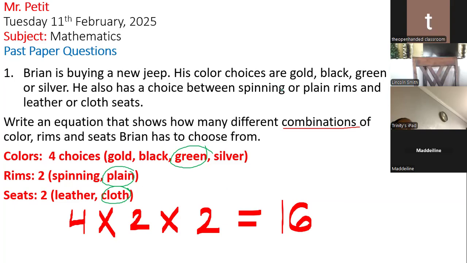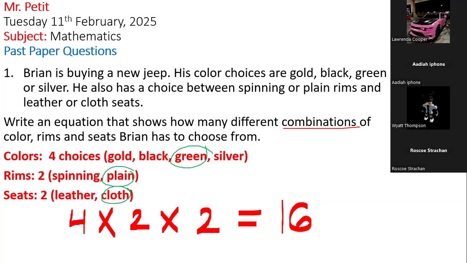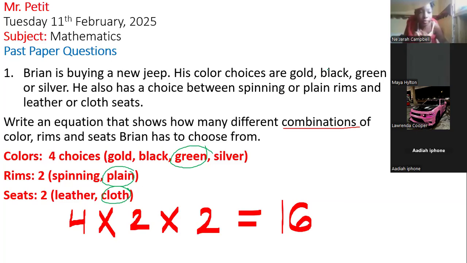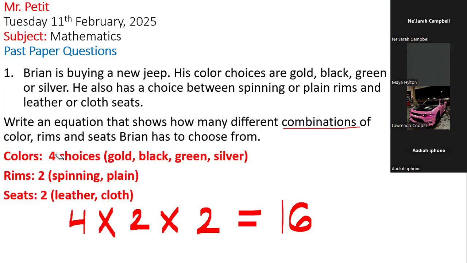Do you understand how I got 16? Yes, sir. Explain how I got 16. You got 16 by the colors, which has 4 choices, and then you have 2 rims and 2 seats. So we multiplied them all together to get 16. Very good. That's our answer. All right, let's move on to the next.